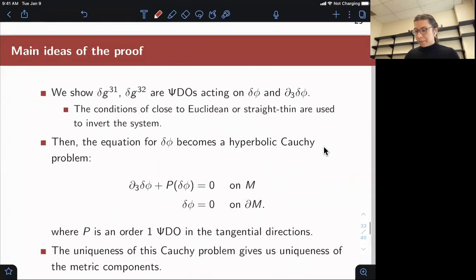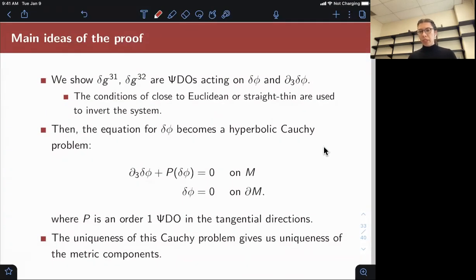So what do we do next? Okay, so using this intimidating set of equations, what we show next is that for two of the functions that I'm trying to find, these differences in the metric components, we show that these are pseudo-differential operators, which now just act on the difference of the conformal factor and on the transverse derivative, so the derivative that's normal to the surfaces of the difference of the conformal factors.